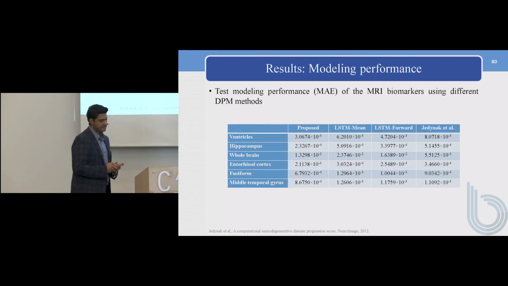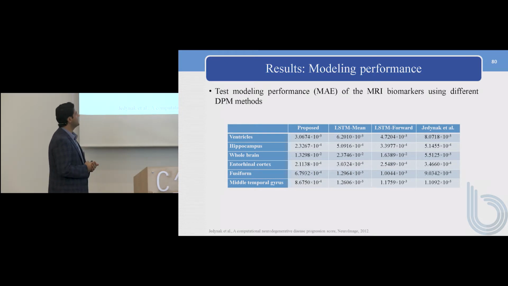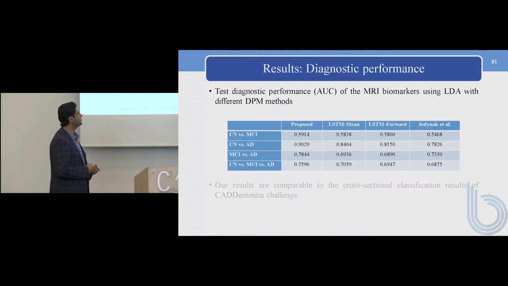These are the results for modeling performance, which are mean absolute errors per biomarker using our method and 3 other methods: 2 imputation-based methods alongside an LSTM network, and also 1 state-of-the-art regression-based method. This is progression modeling. Here you can see that our method outperforms the other methods based on MAEs.